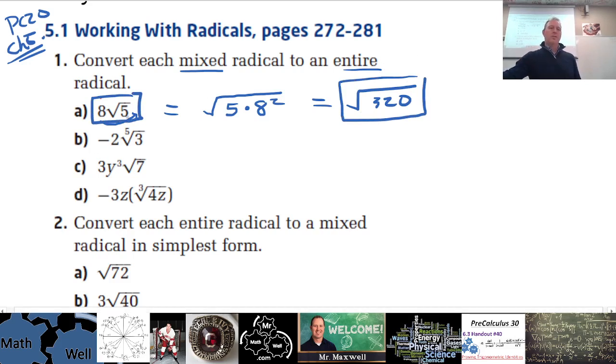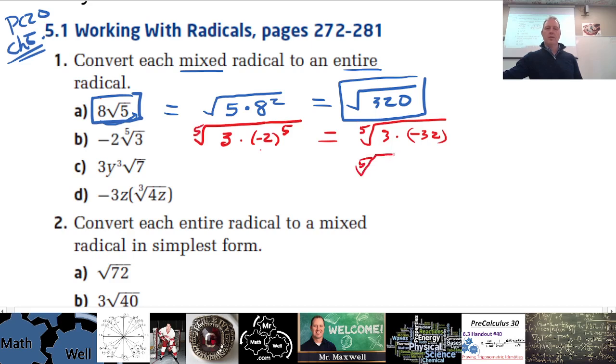Negative 2. Okay, so negative 2 can come inside the 5th root club if it's negative 2 to the power of 5. Then it can come inside the 5th root club. So this is the 5th root of 3 times negative 2 to the power of 5, which is negative 32. So don't forget the 5th root there. That 5th root has to be in there. So the 5th root, what's that? Negative 96.